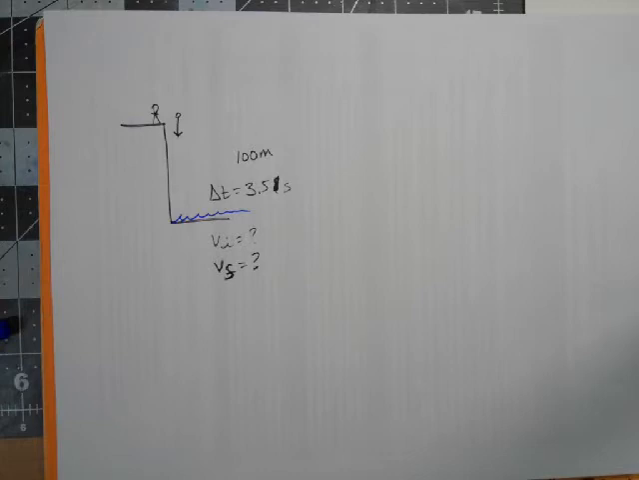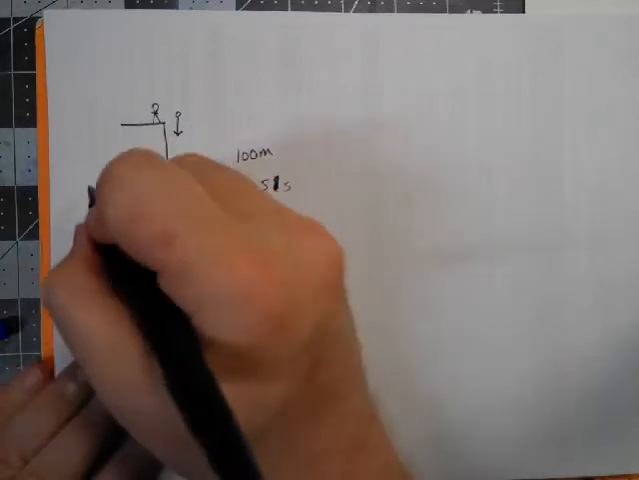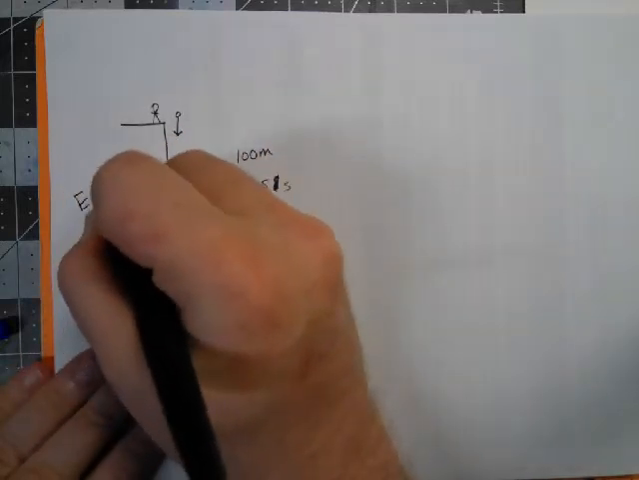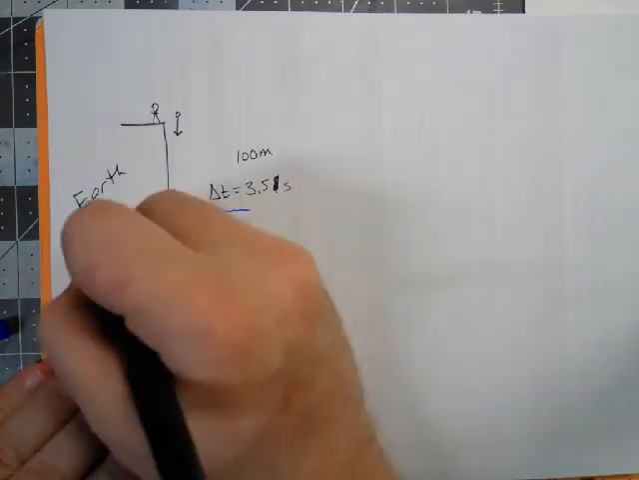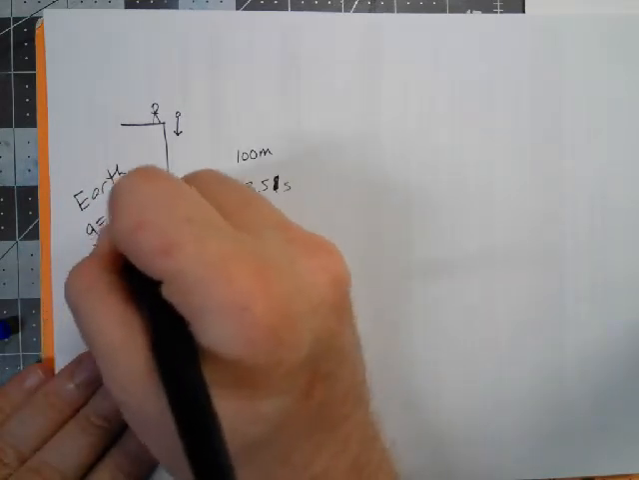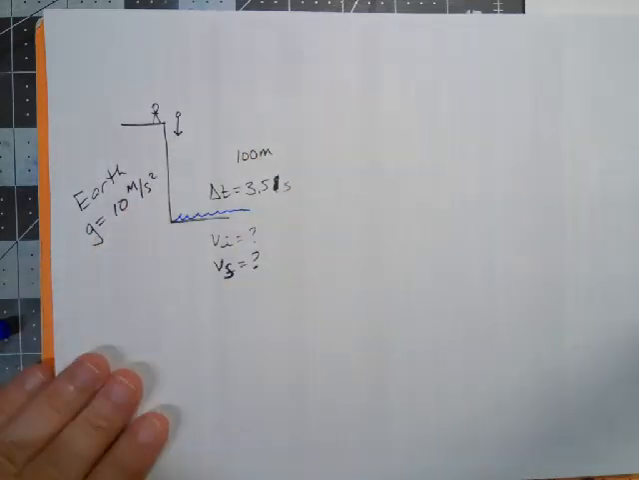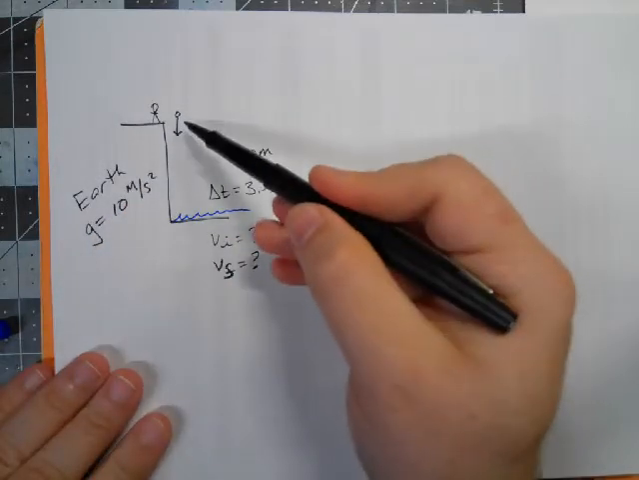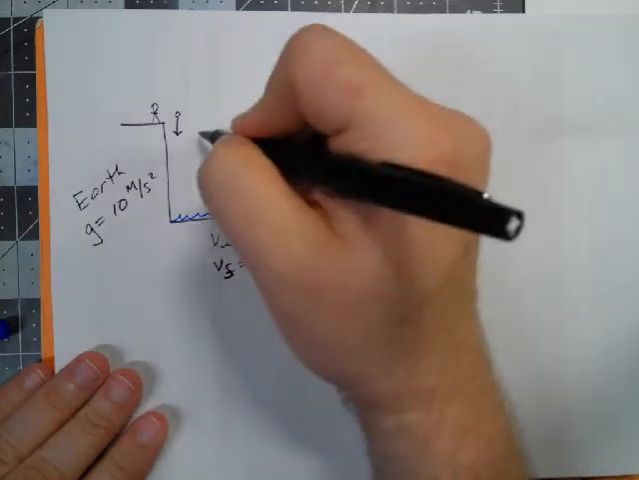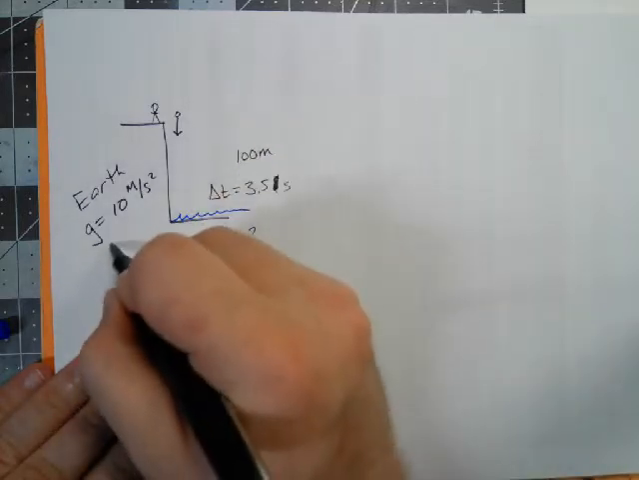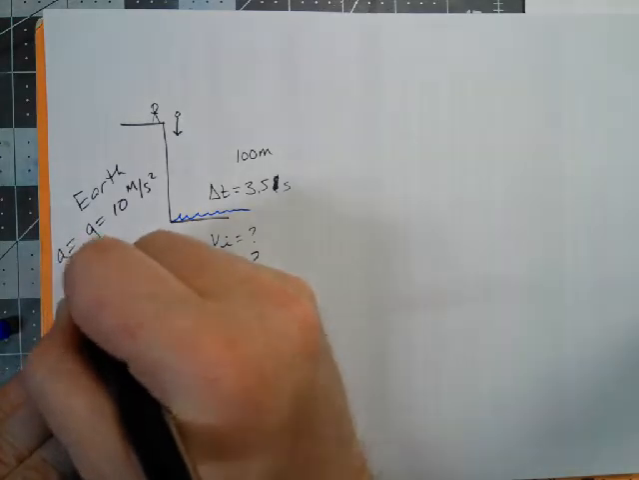Now, when we're reading this problem, there's some assumptions here. If we're standing on a cliff, and we're throwing an object, then it's on Earth, which means we have g is 10 meters per second squared. And once we throw it, we're not touching it anymore. As it falls through the air, this is free fall. So this is our acceleration.